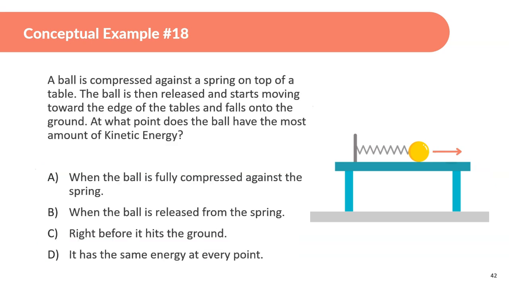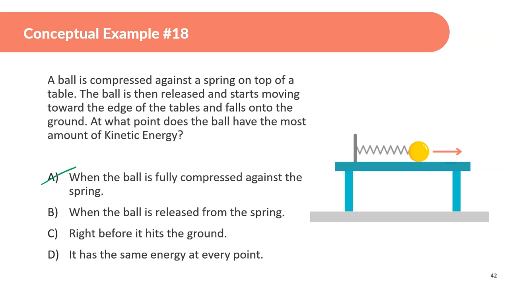Okay, moving on. A ball is compressed against a spring on top of a table. The ball is then released and starts moving towards the edge of the table and falls onto the ground. At what point does the ball have the most amount of kinetic energy? A, when the ball is fully compressed against the spring. No, that's when it has the most amount of potential energy. B, when the ball is released from the spring.